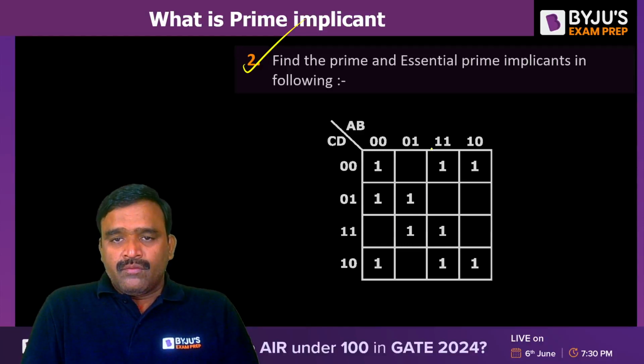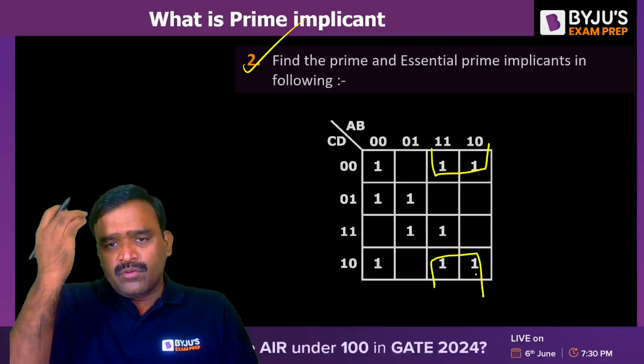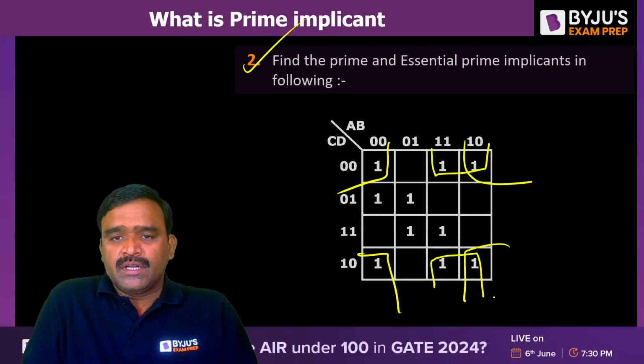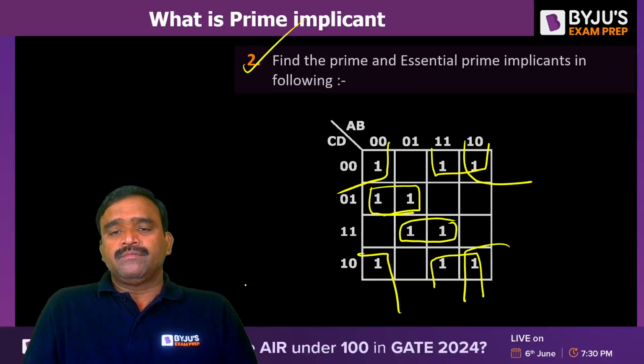So we can plot these two, just like finding the minimal sum of product form. We can find that out first. The 4 corner ones come under one quad, and to cover this one and this one, these are not adjacent ones. So we have to take this separately as a pair, and this also we can take as a pair.